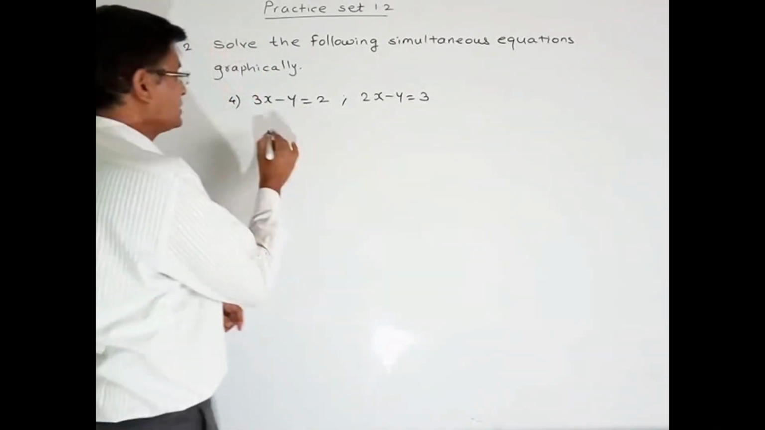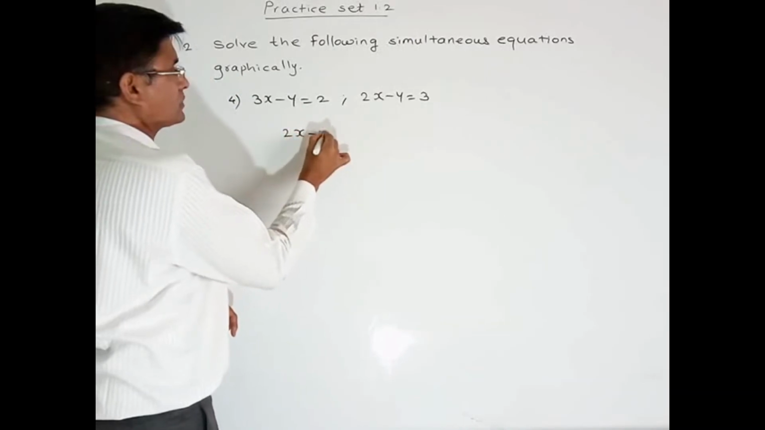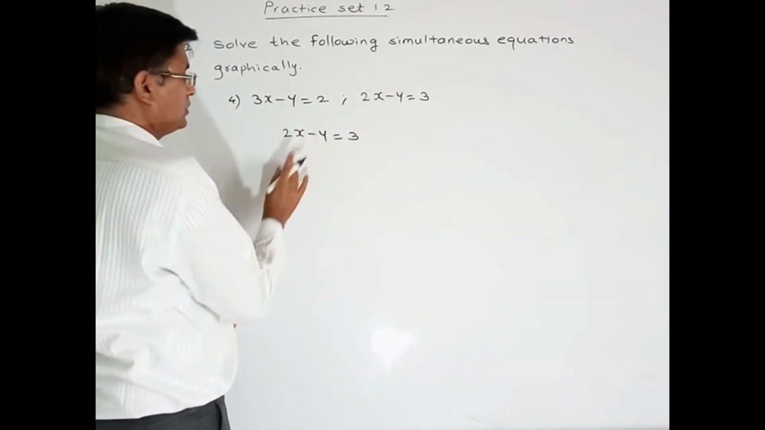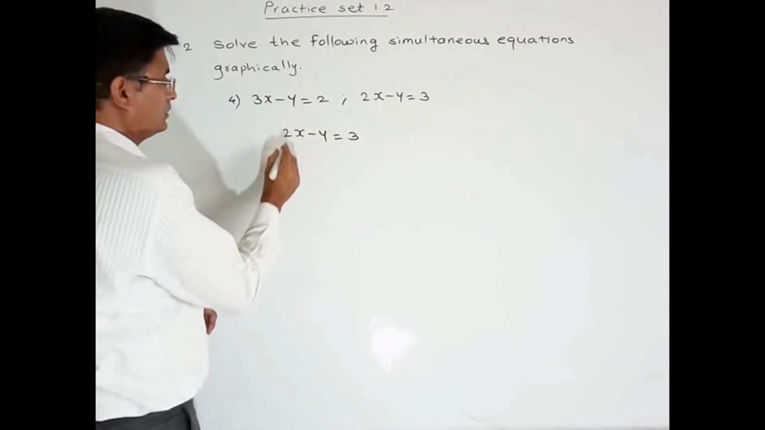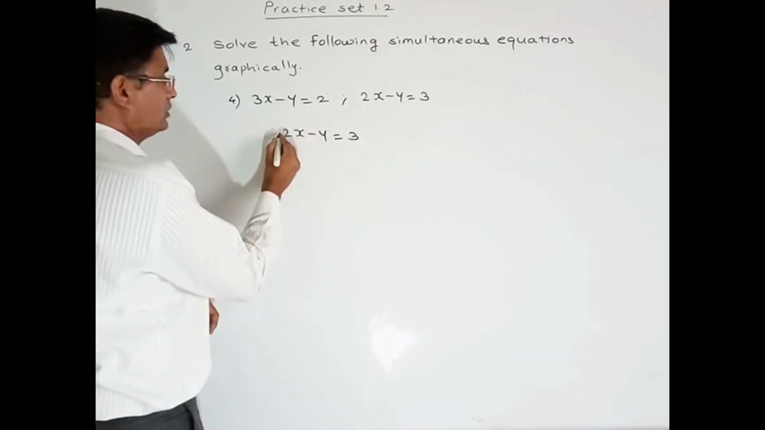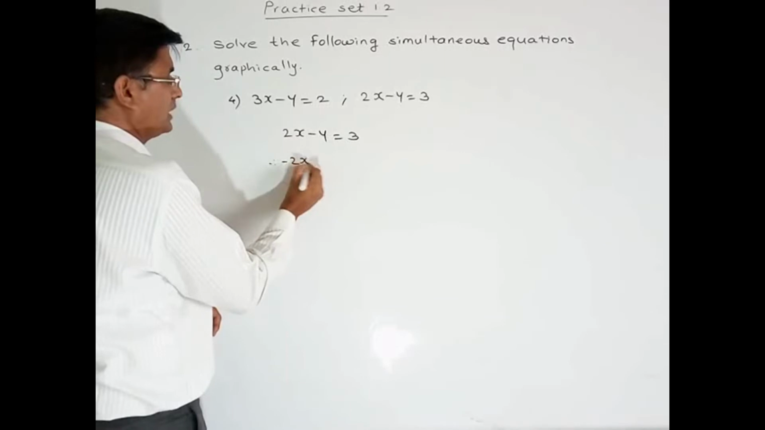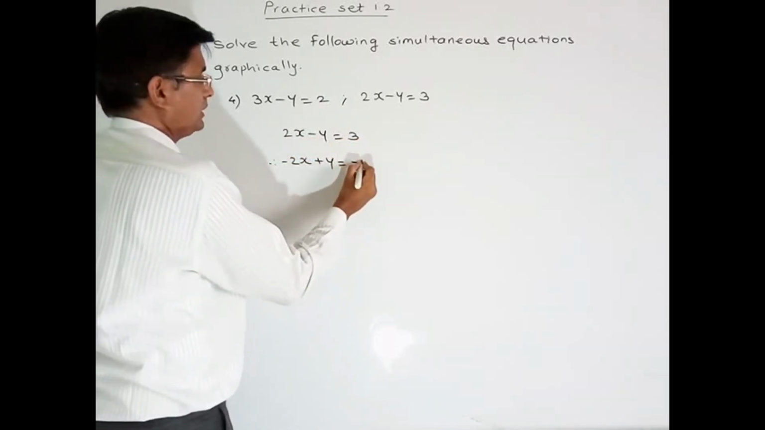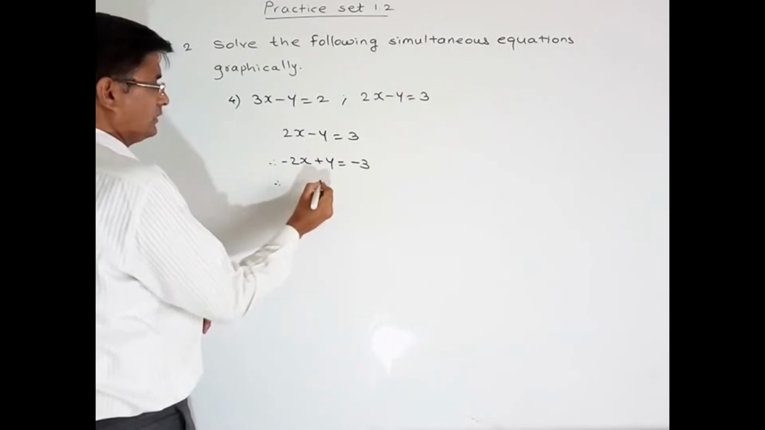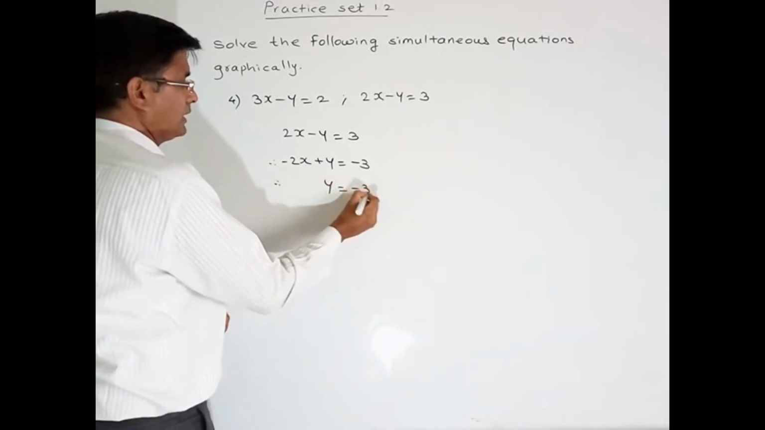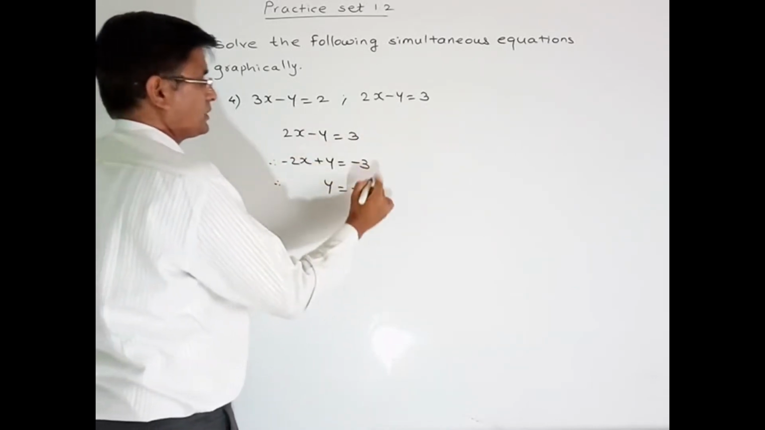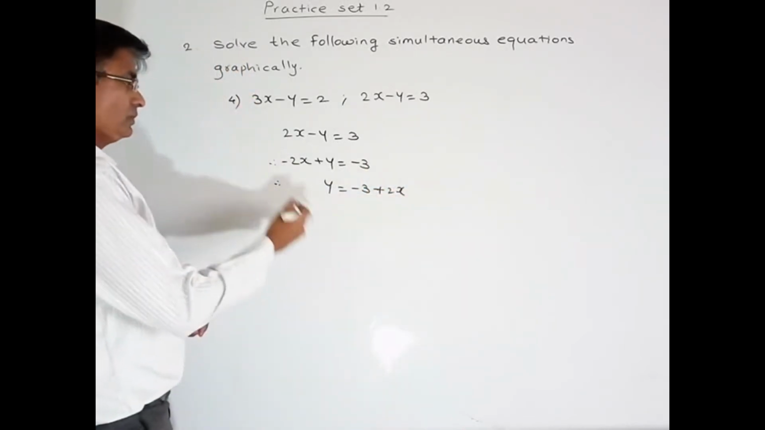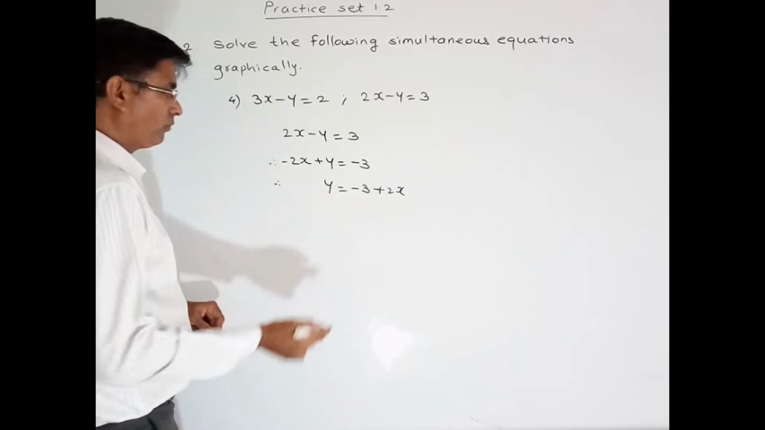The second equation is 2x minus y is equal to 3. Therefore, you will have to change the sign, because y has a minus sign, so plus 2x will be minus 2x, and plus 3 will be minus 3. Therefore, y is equal to minus 3, shift this minus 2x to the right side, it is plus 2x. We get the equation of y.